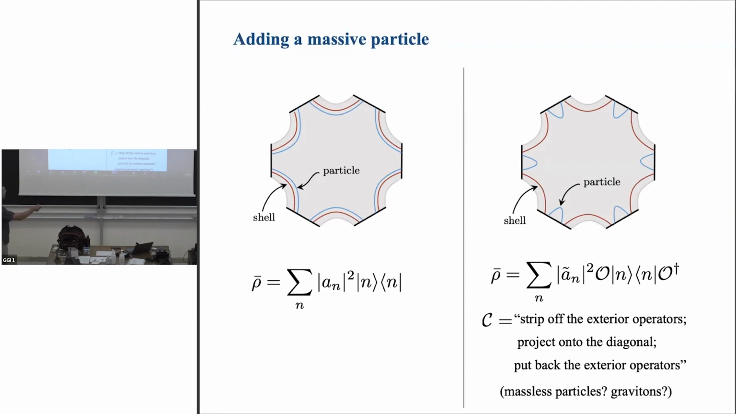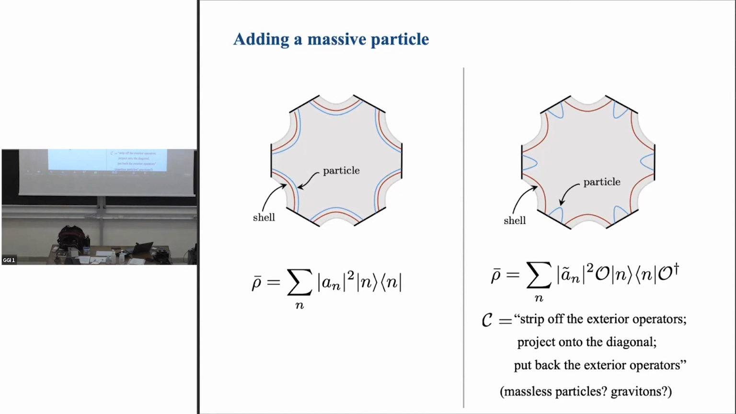Here's a formula for it. But basically what it says in words is that to coarse grain this black hole, you should first strip off the operators O that create the particle. Then you should project onto the energy diagonal, and then you should put those operators back. So this is a procedure that gives you the coarse grain density matrix that the wormholes agree with.